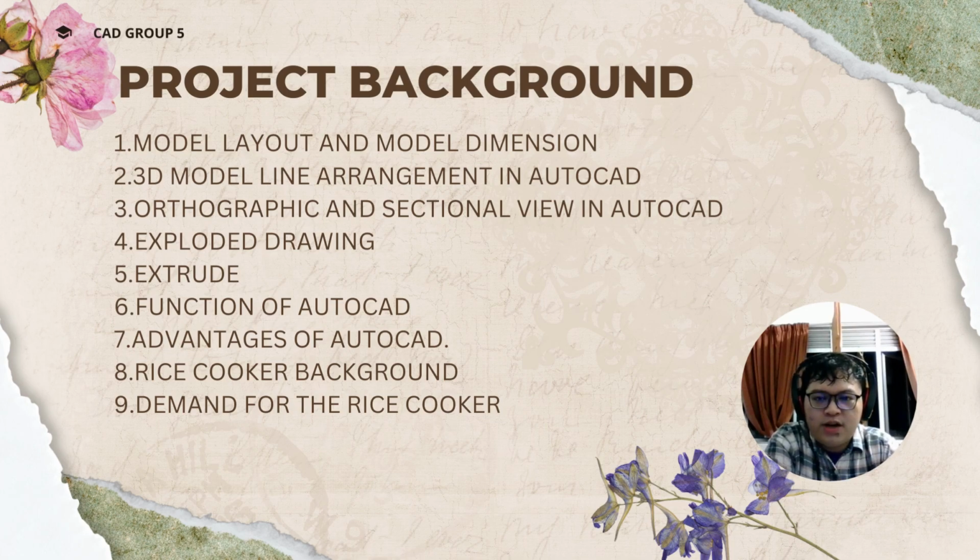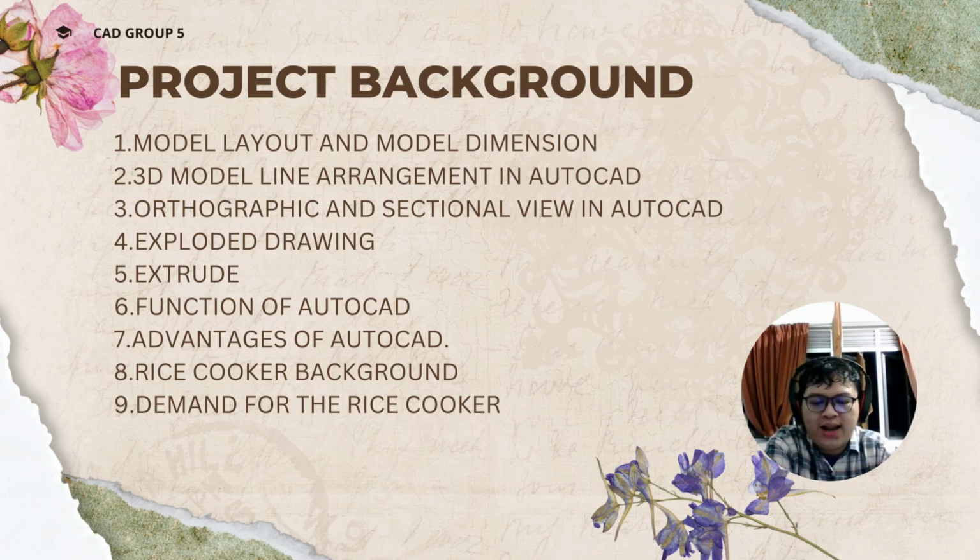Okay, so for this part, I'm going to explain about model layout and model dimension, 3D model line arrangement in AutoCAD, orthographic and sectional view in AutoCAD, exploded drawing, extrude, function of AutoCAD, advantage of AutoCAD, rice cooker background and demand for the rice cooker.